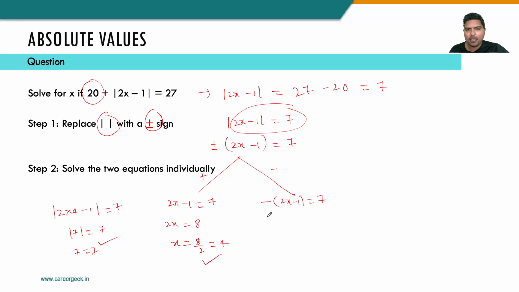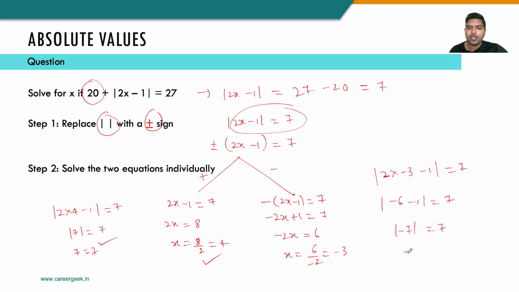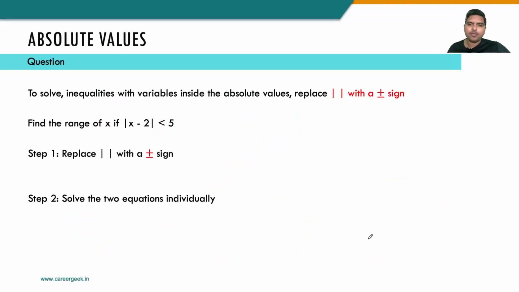Now, to the second case, you multiply everything first. Take 1, subtract 6, divide by negative 2. You get negative 3. Try and substitute. When x is negative 3, 2x minus 1: this is negative 6, negative 1, which is negative 7. So inside the modulus you get negative 7, which is positive 7. This satisfies. Hence, x equal to negative 3 is also a solution. So this is how you can easily solve.